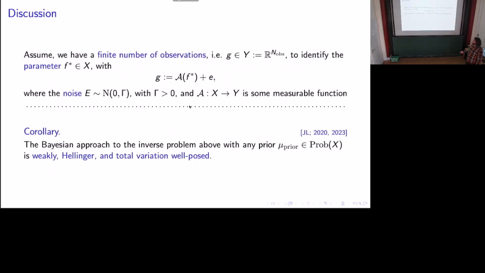And actually, if we go to the setting that I just showed you, then this is already all satisfied. So if you have Gaussian noise, then you're absolutely certainly well-posed in your Bayesian inverse problem. Which is nice. So you're safe. In a large number of realistic problems, you're absolutely safe.